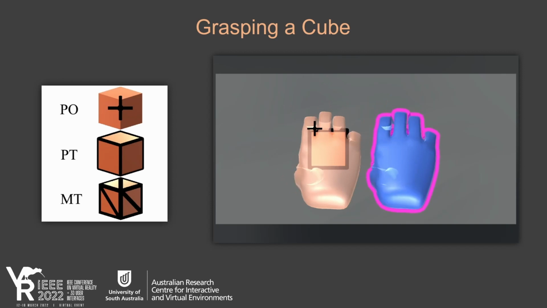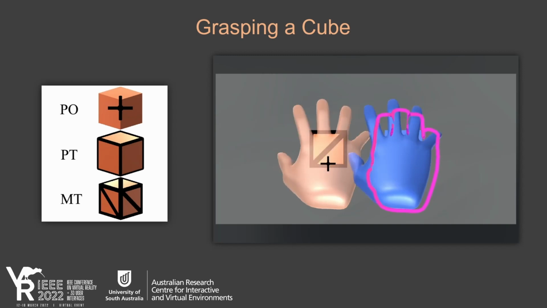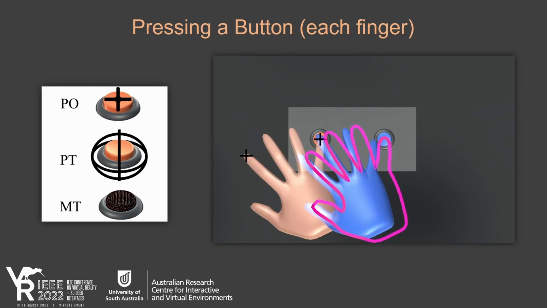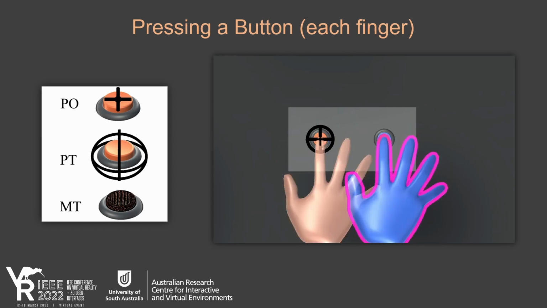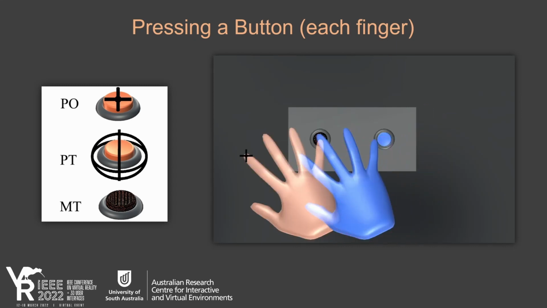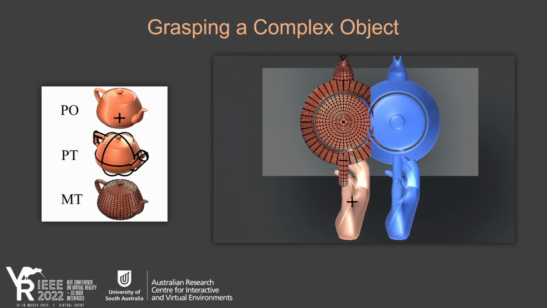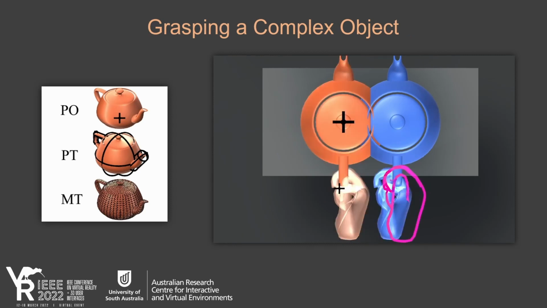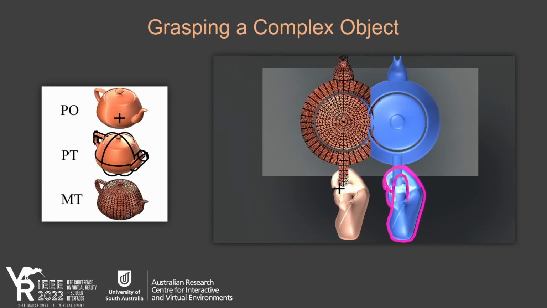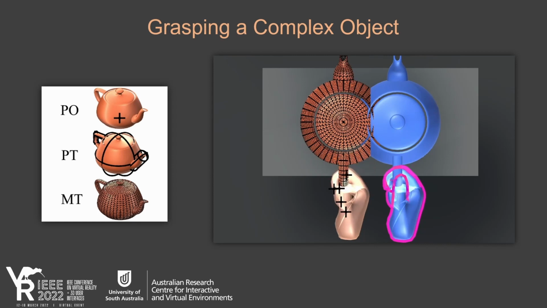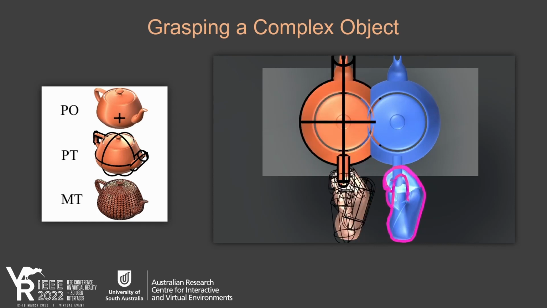In the cube grasping simulation, the hand grasps a 5 cm cube and the error is sampled upon completion of the grasping. In the button pressing simulation, the hand is animated to press the button using the tip of each finger and thumb. The error is sampled 1 time for each press. The complex object simulation introduces a more complex object, specifically the Utah teapot. This is a concave mesh that can only be closely approximated by multiple primitives. The error is sampled when the hand grabs the teapot handle.